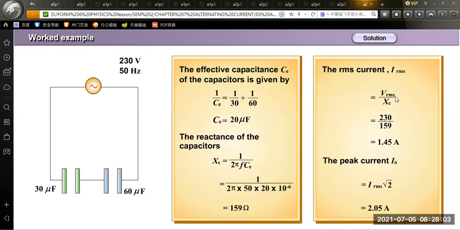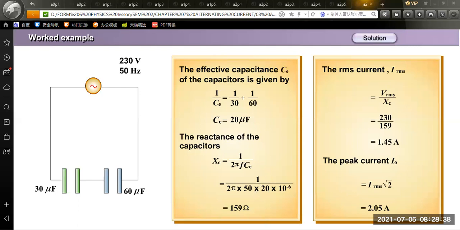Okay, so if we use peak voltage, this means that we need to use the peak current I naught equal to V naught over XC. So still we get 1.45 ampere. So the peak current, this means that from here we wish to find the peak current. So IRMS times square root of 2, we get 2.05 ampere of the current flow in the circuit. That is an example.